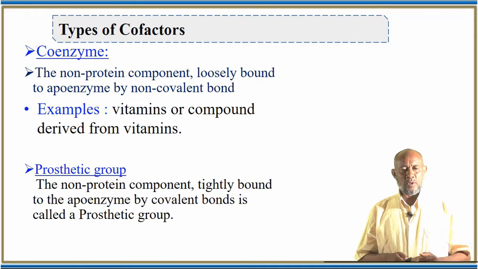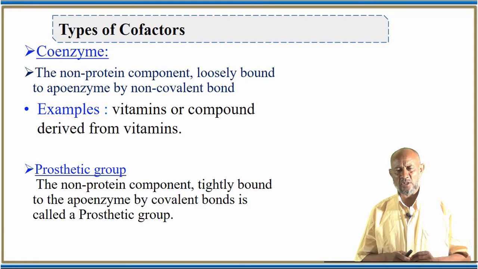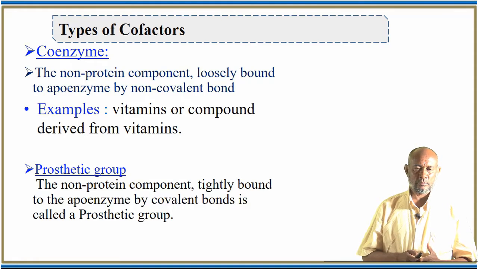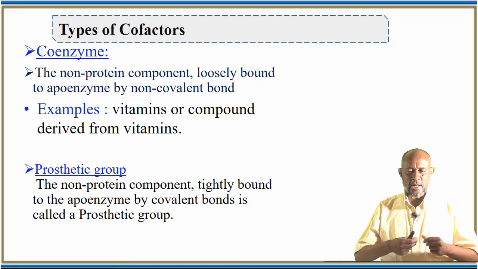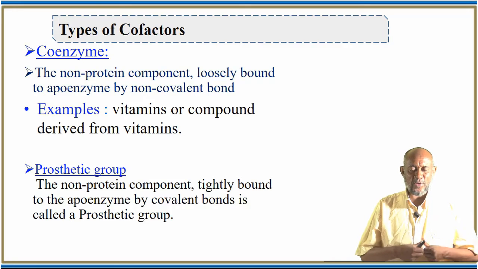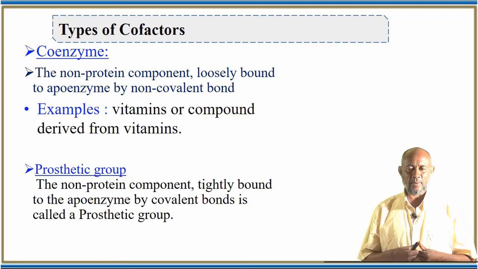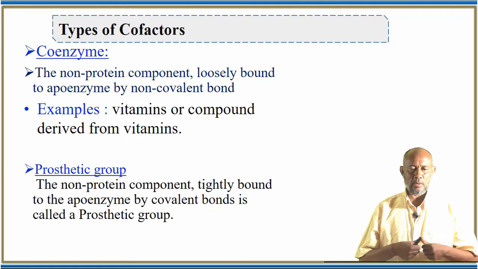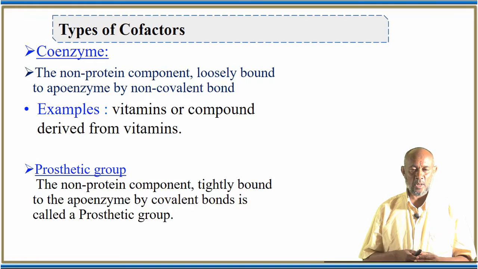The prosthetic group is a non-protein component tightly bound. Tightly bound means strongly attached to the apoenzyme, to the protein part, by a covalent bond, and it's called the prosthetic group.